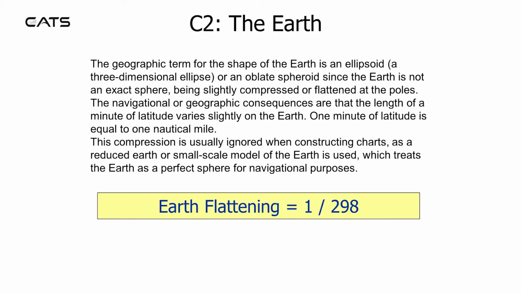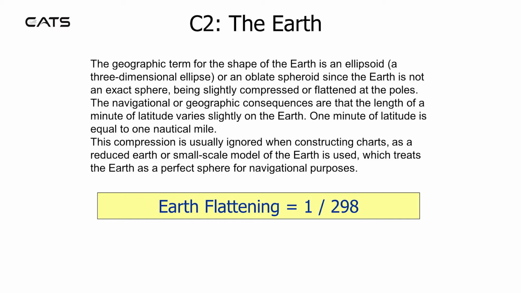The Earth. The geographic term for the shape of the Earth is an ellipsoid, a three-dimensional ellipse, or an oblate spheroid, since the Earth is not an exact sphere, being slightly compressed or flattened at the poles. The navigational geographic consequences are that the length of a minute of latitude varies slightly on the Earth. 1 minute of latitude is equal to 1 nautical mile.